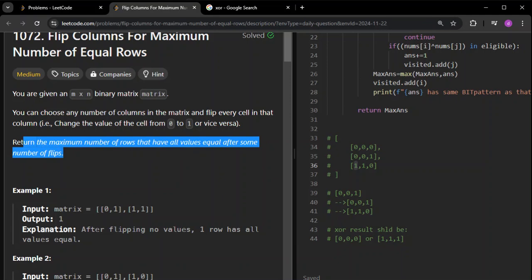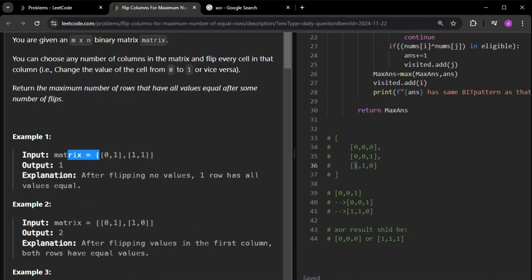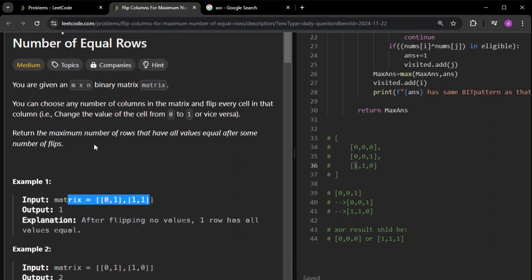By now you would have answered one thing at least, that the answer to this question is always going to be at least 1, because there is no constraint on how many times you can flip. That means I can flip the way I want and always make at least one row equal, that is, all the elements in one row I can make equal. That is for sure. So the minimum answer is going to be 1. Remember that one thing. That is the base condition.